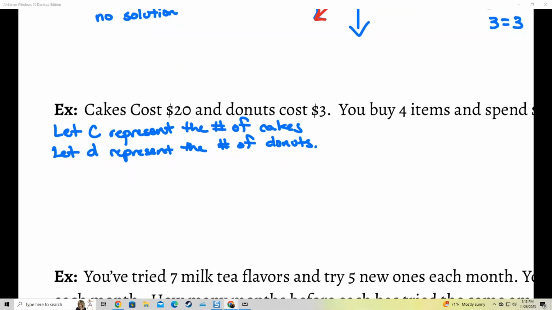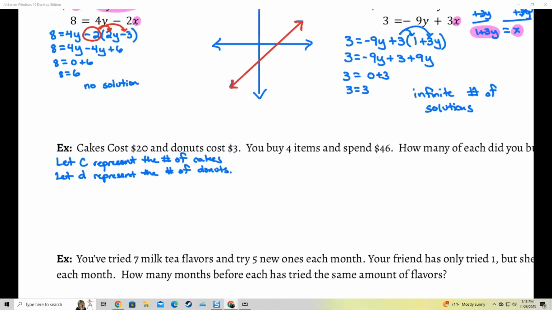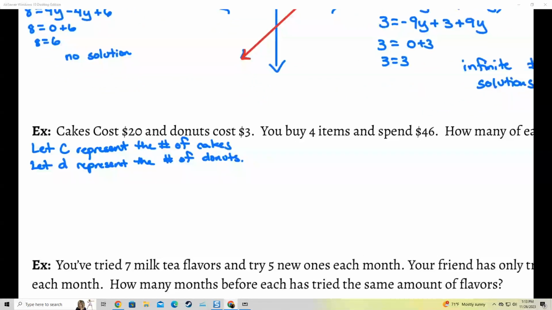Well, let's see. If I spent $20 per cake, and I don't know how many cakes I bought, and $3 per donut, and I don't know how many donuts I bought, but I do know that I spent $46 total, then what I can write is 20C plus 3D equals 46. This is going to be my money equation. This represents how much money was spent. So for example, if I bought 2 cakes, that's 20 times 2. If I bought 3 cakes, that's 20 times 3.